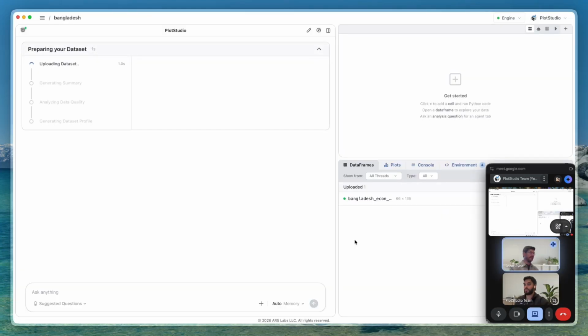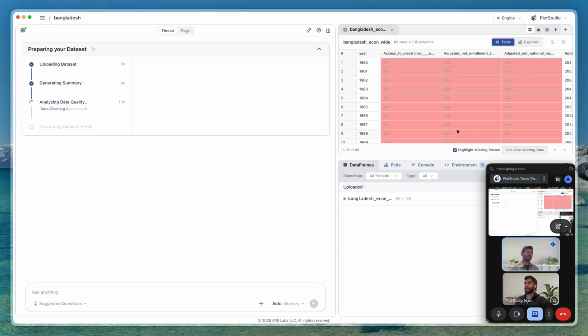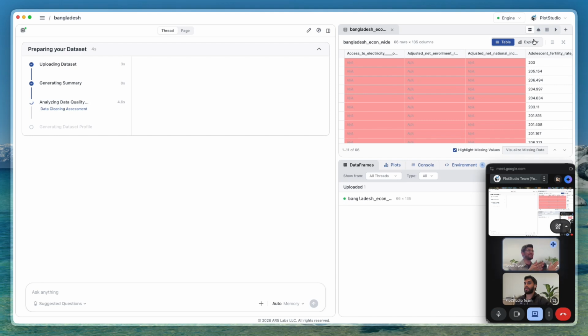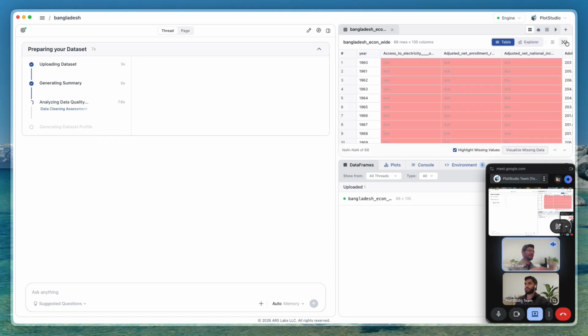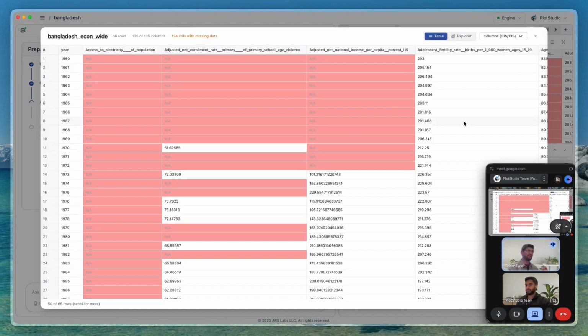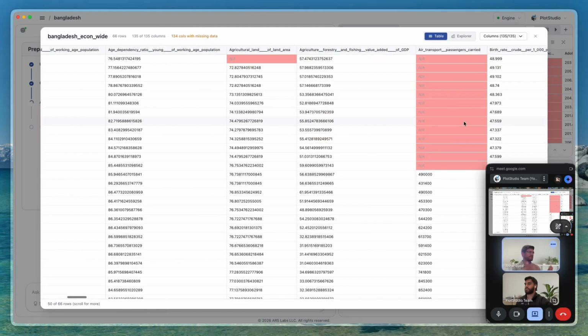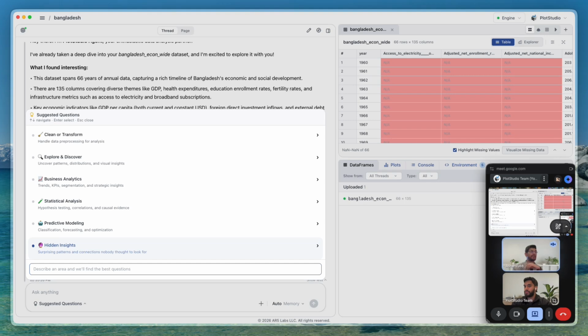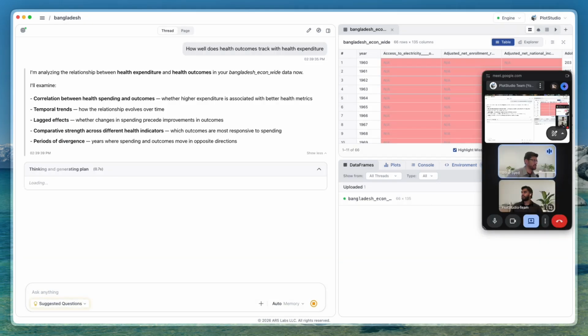And this is going to be interesting because I have no prior experience working with this data, right? So there are two use cases. On the one hand, we looked at what it would look like where I already have preconceived ideas about the data set. And in this case, I have no idea. So let's see. I believe there are health-related statistics here. Let me ask as it pertains to health spending and outcomes, temporal trends, lagged effects, comparative strength across different health indicators, and signs of divergence.